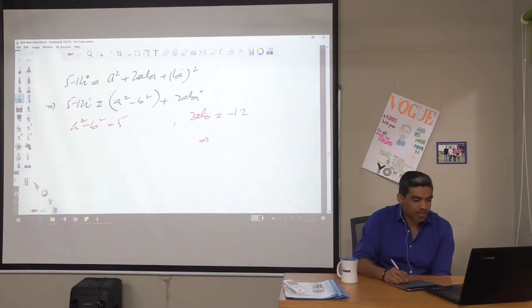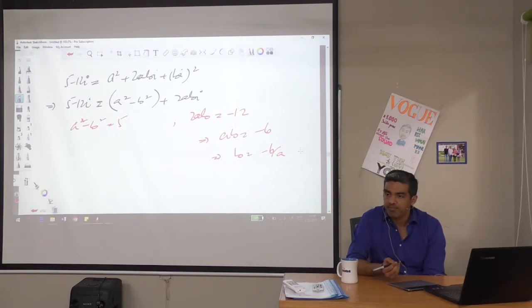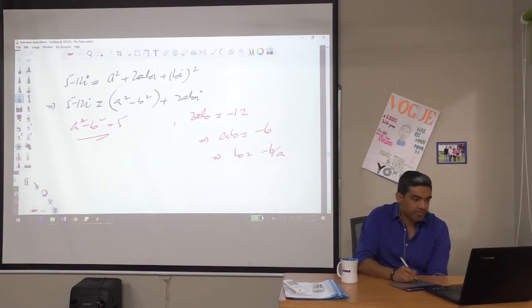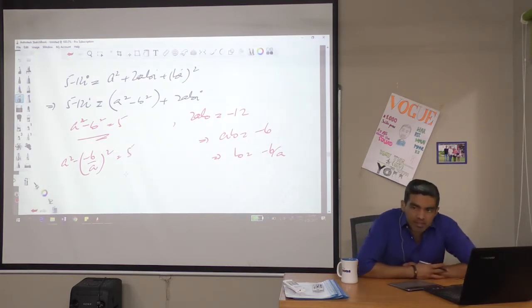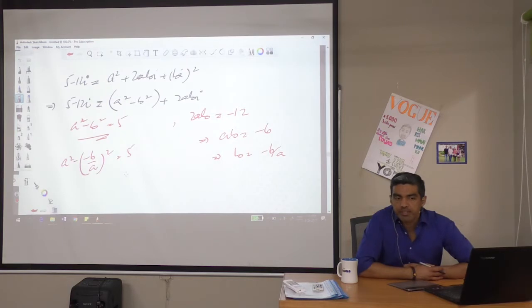Now, from here I can say ab is equal to minus 6, and I can say that b equals minus 6 upon a. Is that fine? And I can use this here, solve the two equations simultaneously. Replace the b by minus 6 by a in a squared minus b squared equals 5. If you simplify this, I think you will get a disguised quadratic equation.